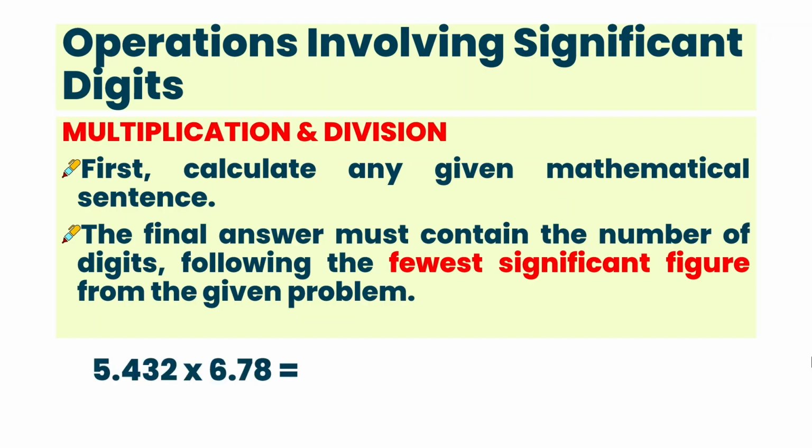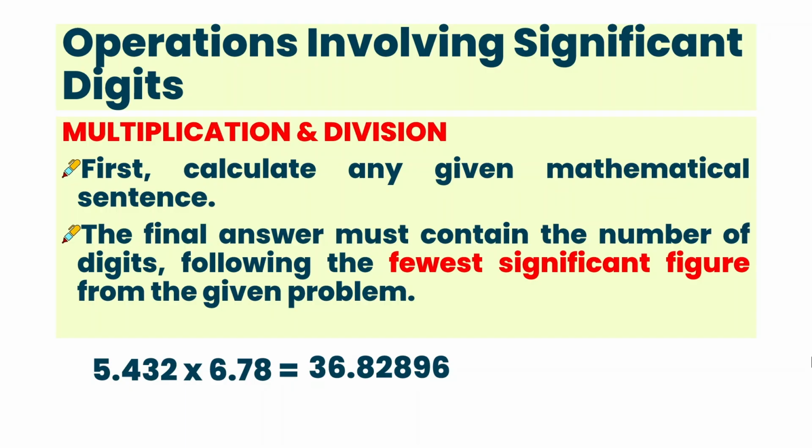So for example, 5.32 times 6.78. If you use your calculator, the answer is 36.82896. So this is not the final answer yet. We must first determine the number with the fewest significant figure in the problem. So 5.32 has 4 significant figures. 6.78 has 3 significant figures. So therefore, the fewest significant figure is in 6.78 because it only has 3 significant figures. Therefore, our final answer must only contain three significant figures.